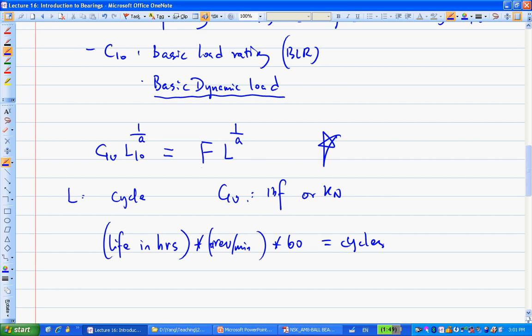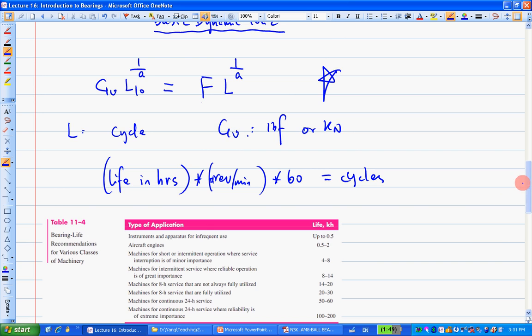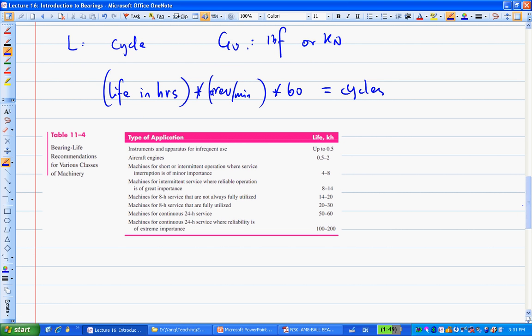So let's take a look at a quick example. Before we go to the quick example, here's a diagram from the textbook. The general question is, when we design, how do we define the life? Here's the diagram, with recommended bearing life for various classes of machinery. It's a little bit small, but those are the recommended lives in kilohours.